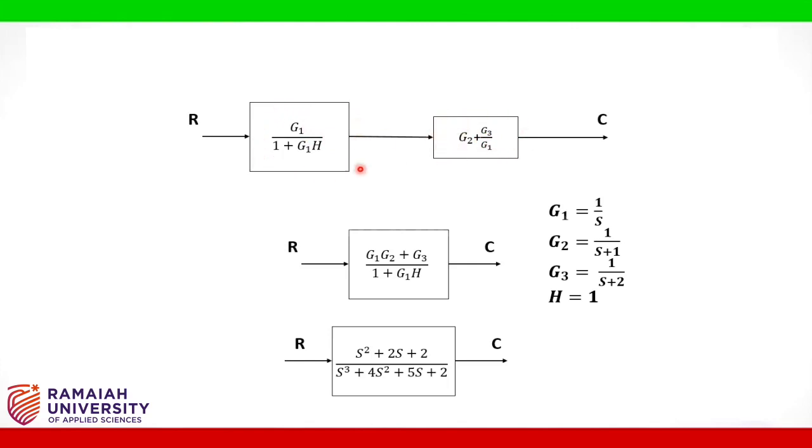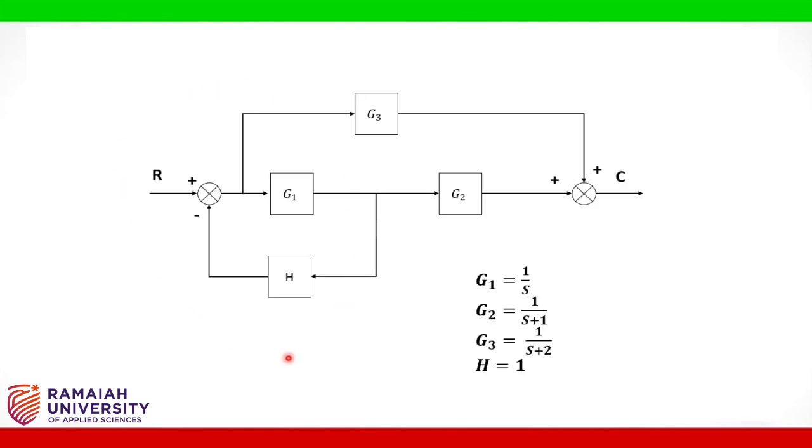So if we multiply these two, we have the reduced block diagram G1 times G2 plus G3, where we'll substitute G1, G2, G3 and H in this block diagram. So after substitution, we have this reduced transfer function, where s square plus 2s plus 2 divided by s cube plus 4s square plus 5s plus 2 is the reduced transfer function for a step input, and the output has to be verified.